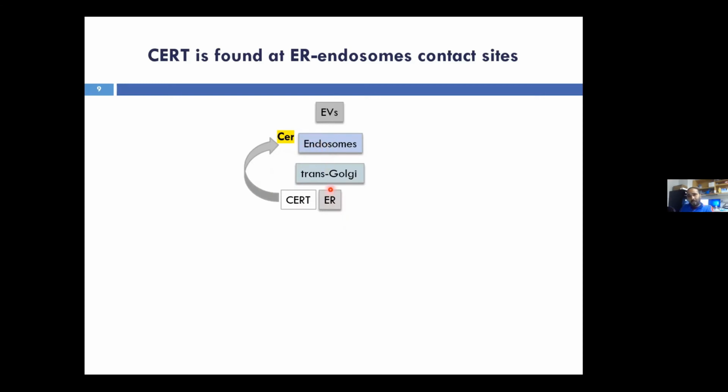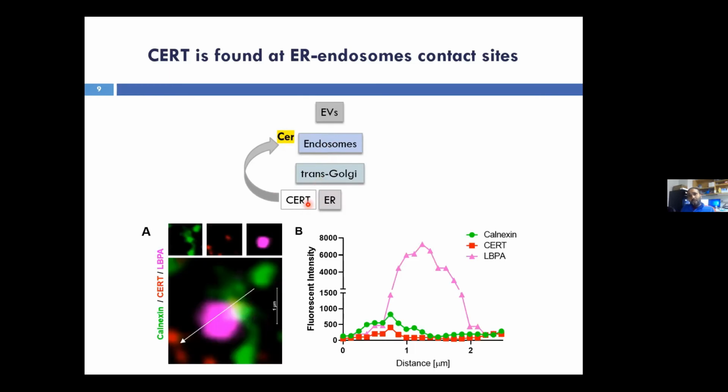So we tested this hypothesis. And first, what we did is to see if actually CERT was found in contact sites of ER and endosome. What you see in A is the ER stained by calnexin, LBPA in magenta, and CERT in red. And as you also see here from the line scan, when the LBPA positive vesicle starts, you have a peak of the ER, but also of CERT, meaning that it seems to be in the right position, in really the contact site between ER and endosome.